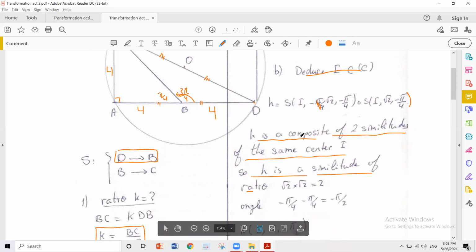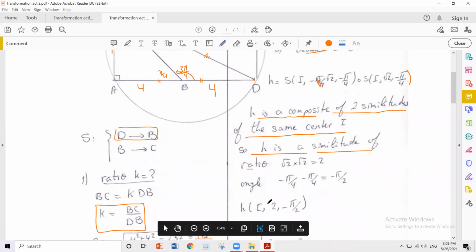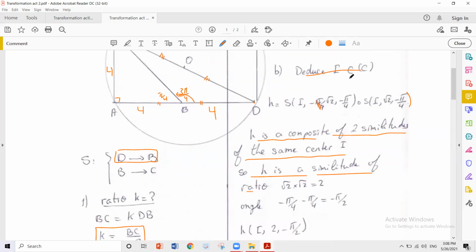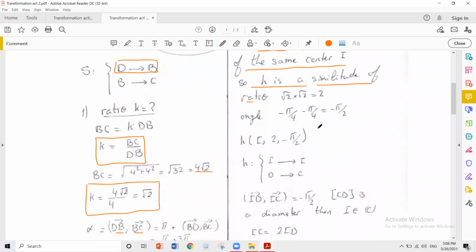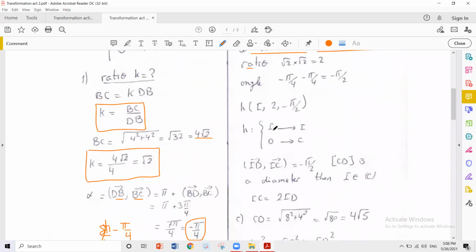So once again, H is a composite of two similitudes of the same center. Then H is a similitude of ratio 2 and angle minus pi over 2. Since H of D is C, as we have proved, this means the angle IDIC equals minus pi over 2.